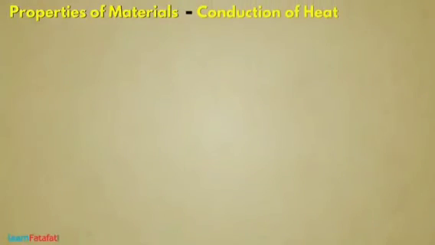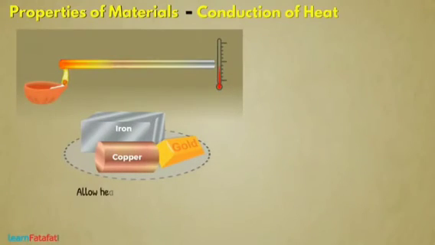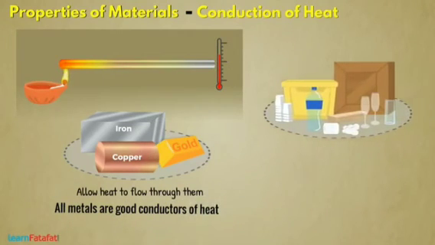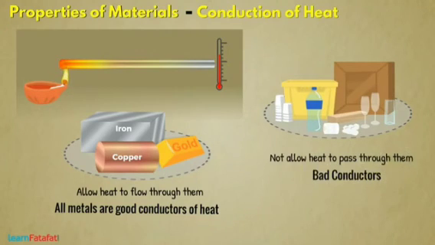Conduction of heat. Some materials allow heat to flow through them. For example, all metals are good conductors of heat. Other materials which do not allow heat to pass through them are bad conductors, that is, insulators of heat. For example, wood, plastic, cotton, glass, etc.